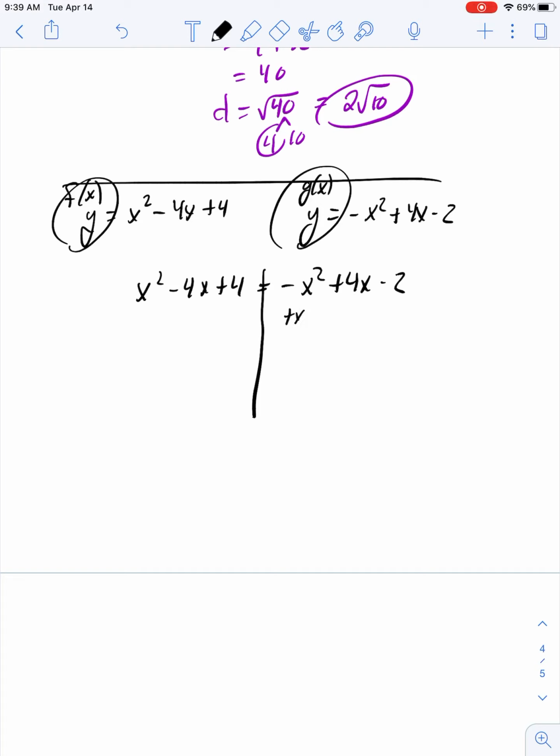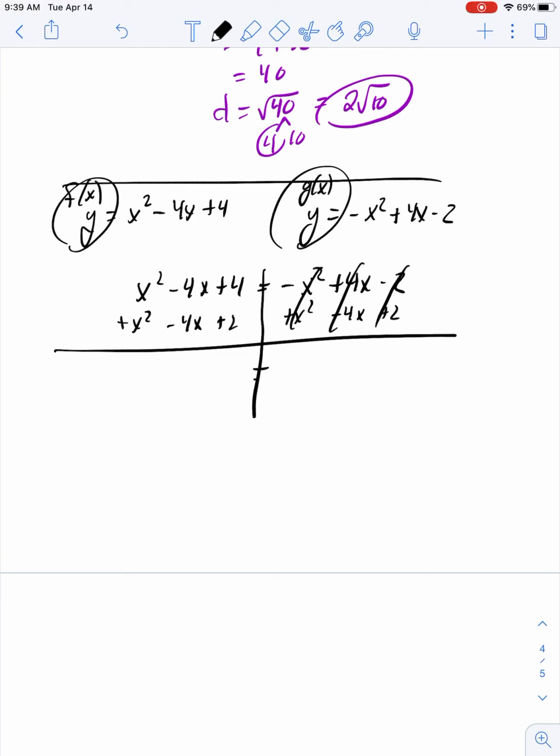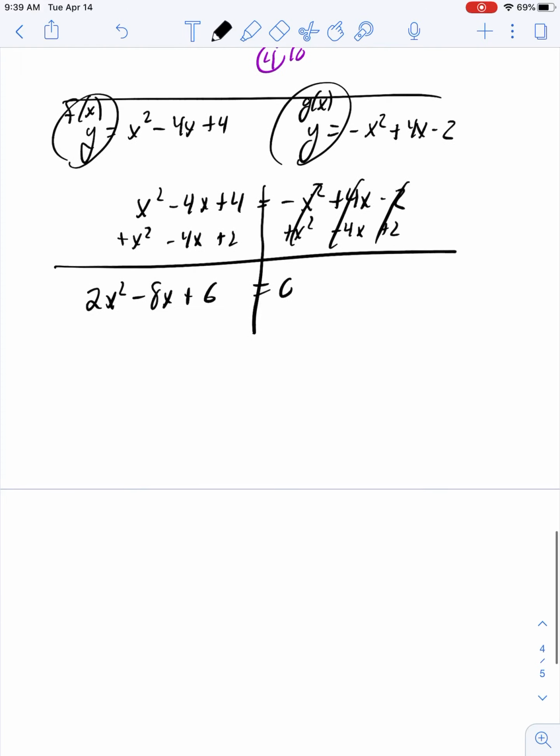Take a look at what you have. So plus x squared minus 4x, and let me see here. I'll just go ahead and put everything on one side first. So all that cancels, so I have it set equal to 0. I have 2x squared minus 8x plus 6. So what I'm going to do here is complete the square and solve it that way.